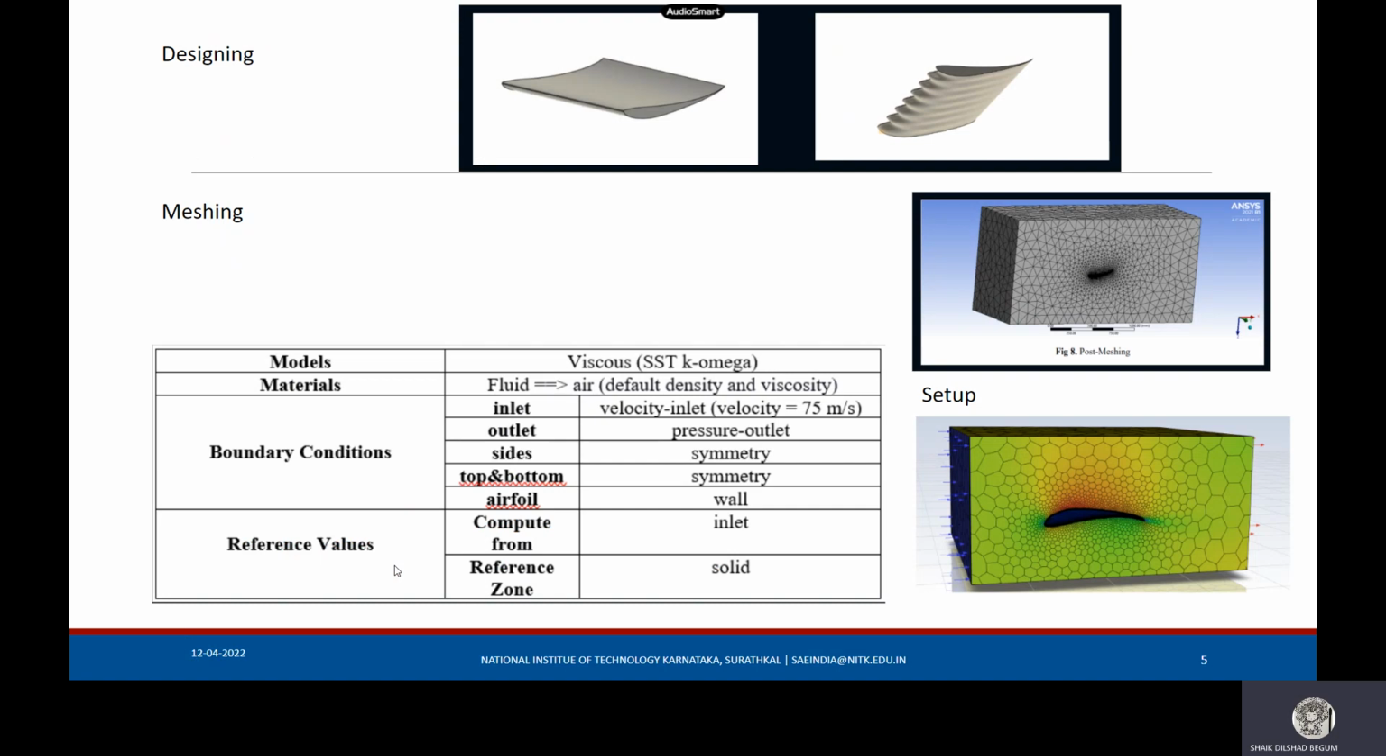Coming to the analysis, the ANSYS analysis involves designing of the airfoils. This is the design of the airfoils without tubercles, and this is the design of the airfoils with tubercles. Next comes the meshing. The computational domain was discretized. The governing equations were solved in a coupled manner using coupled pressure-velocity coupling. The convergence criterion of 1e-6 was used. You can view the input parameters in the setup here.